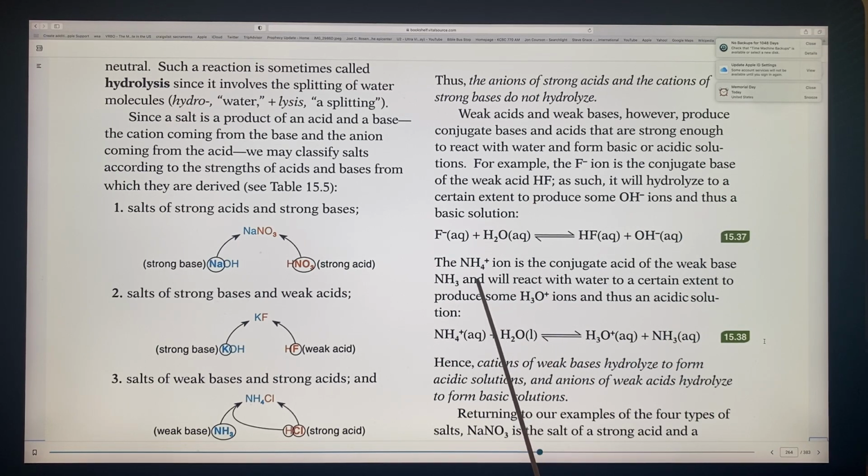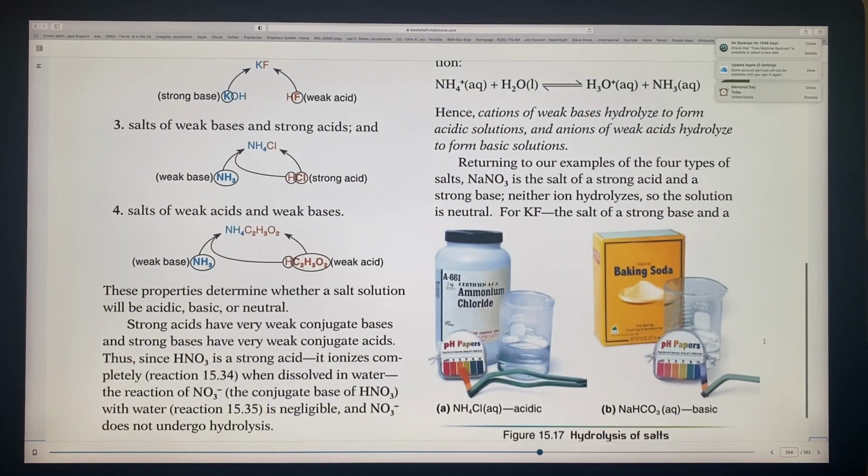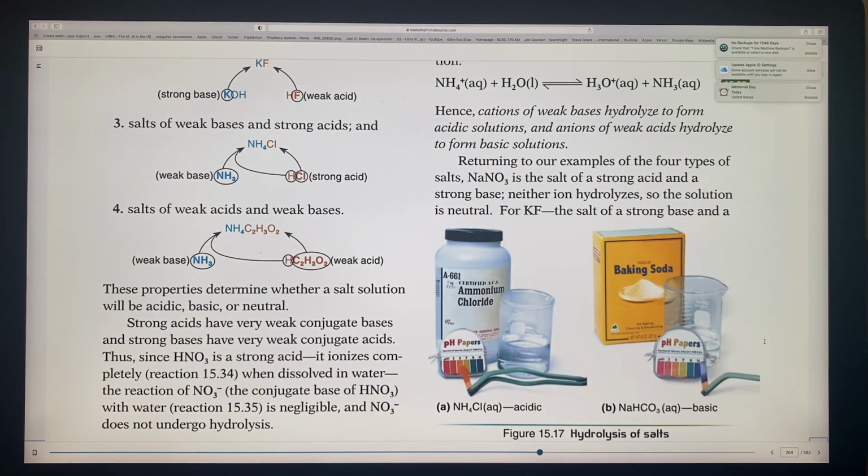And you'll see that the ammonium ion is a conjugate acid of the weak base ammonia, and will react with water to a certain extent to produce some acid ions, which are H3O+. These are the acidic ions, and thus they form an acidic solution. So hence, let's find out what hence means. So cations of weak bases hydrolyze to form acidic solutions, and anions of weak acids hydrolyze to form basic solutions.